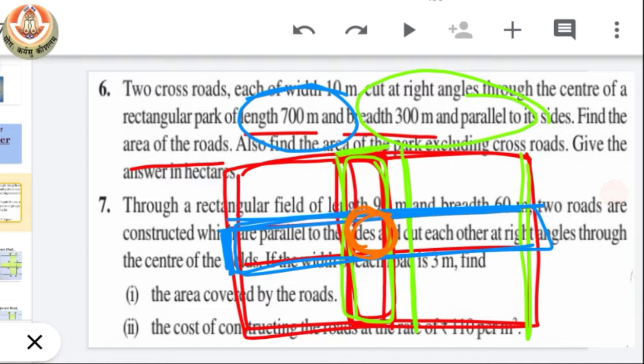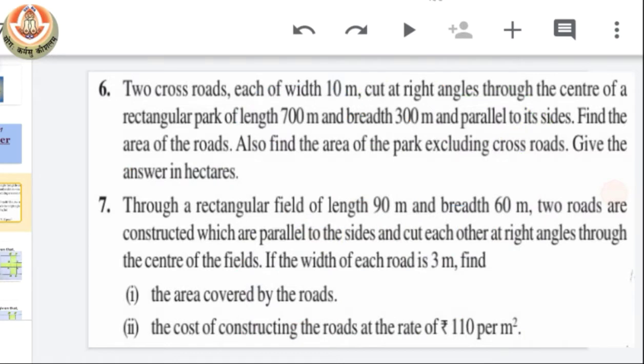So what we have to do? We have to find the area of this road, then this road, and we have to then add both of their areas to find the area of the roads. But we have to subtract this portion once. Okay? And we know that it is a square with side 10 meter. So let's see how we have to do it.